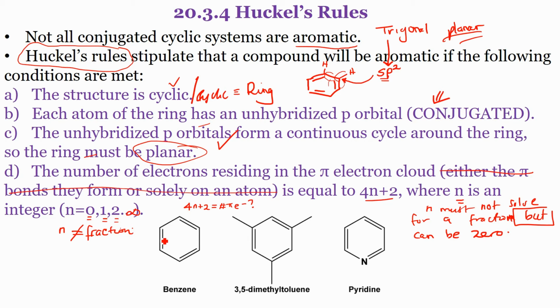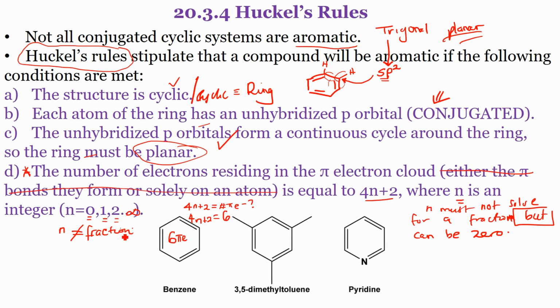Count the pi electrons. You have 3 pi bonds. Each pi bond is 2 electrons. So we have 6 pi electrons. That's the number we put on the right side of the equation. The 2 is part of the expression. So we need to solve for n. That's how you use this rule D. You are solving for n. You'll always want to solve for n.